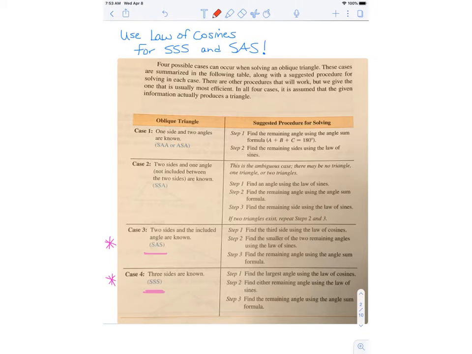And this last one, this basically describes the different scenarios that you're going to be given.